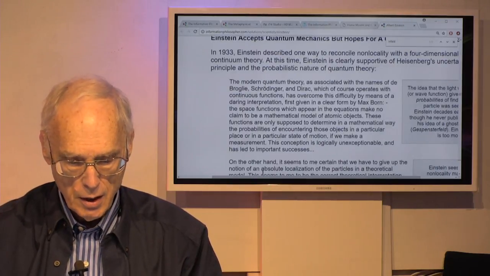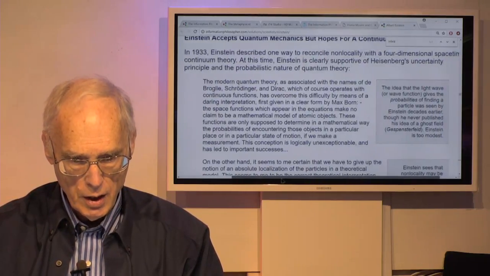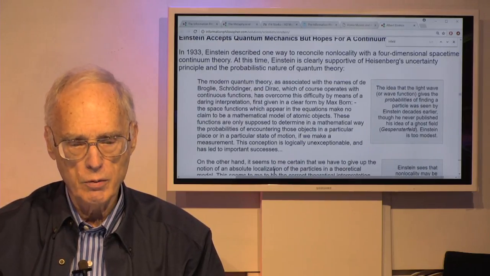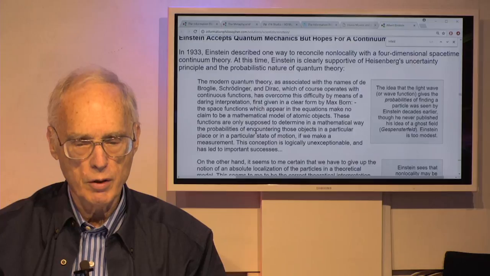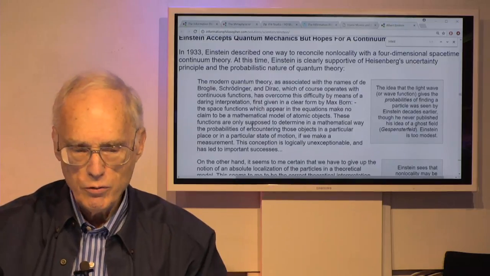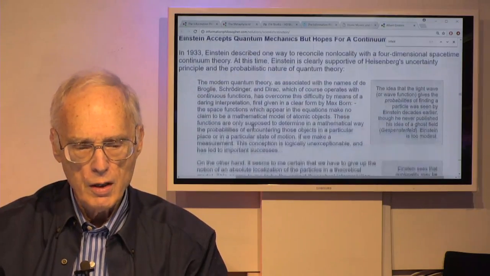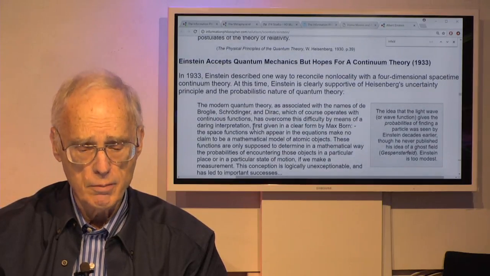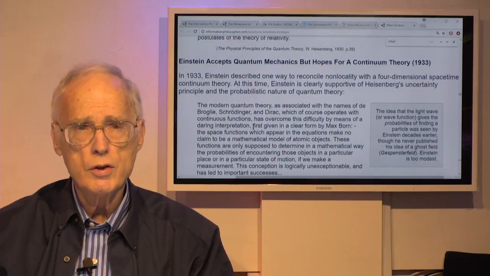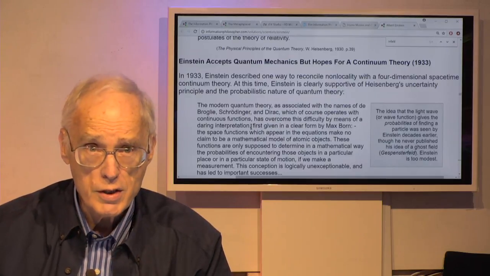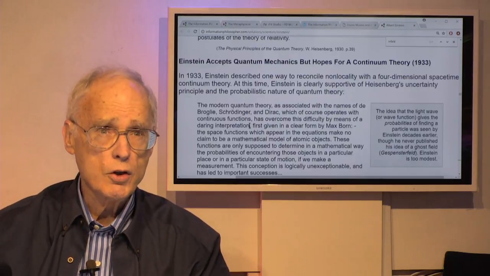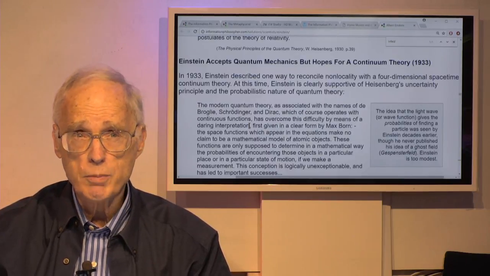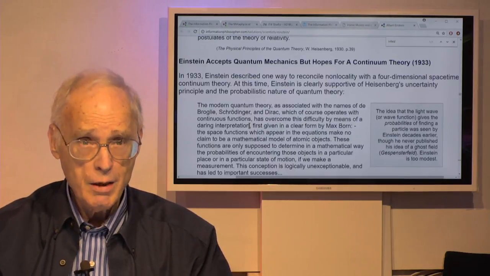And I say, in 1933, Einstein described one way to reconcile non-locality with a four-dimensional space-time theory. And what I'm trying to show here is that he's a critic of quantum mechanics at this time, but he never did say quantum mechanics is incorrect. He always knew that it was explaining things that he himself had discovered.